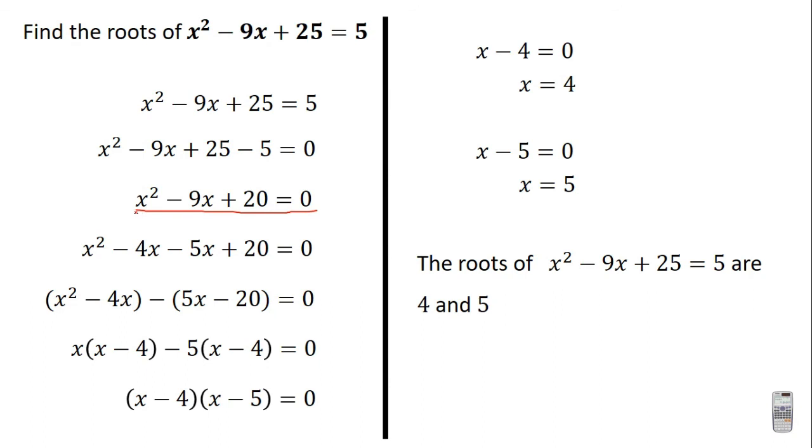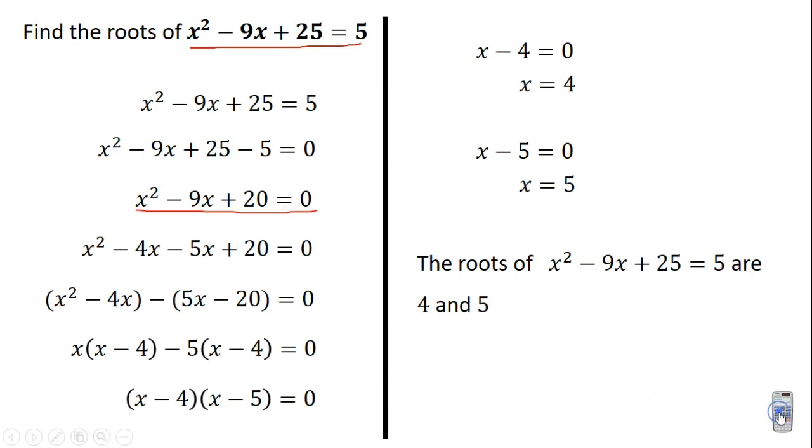When we simplified it, the general form of a quadratic equation that we had was x squared minus 9x plus 20. So this is the quadratic equation that we are going to enter into the calculator, because the one we have up here is not in the general form of a quadratic equation. It is x squared minus 9x plus 20 is equal to 0. That is in the general form of a quadratic equation. So this is the equation we are going to enter into the calculator.